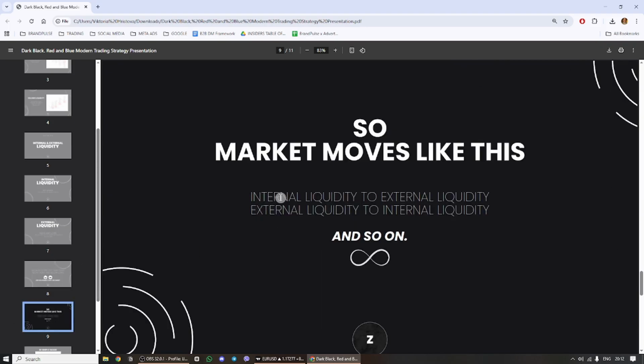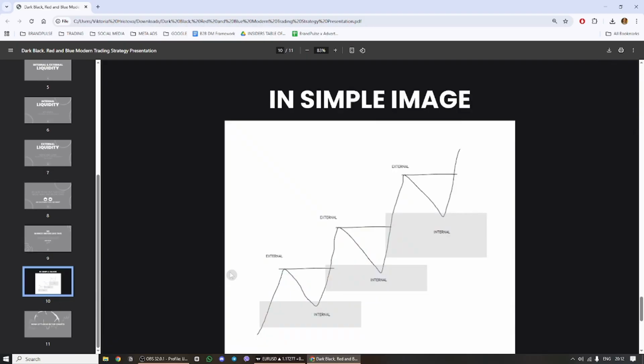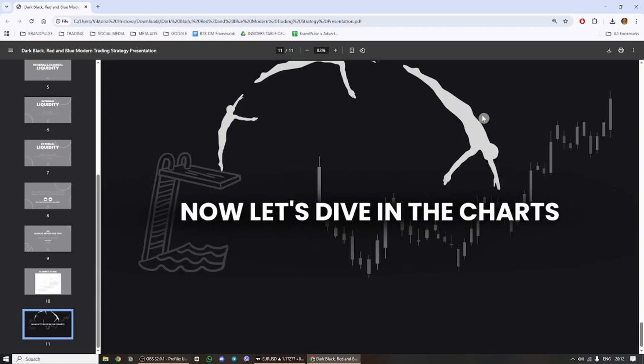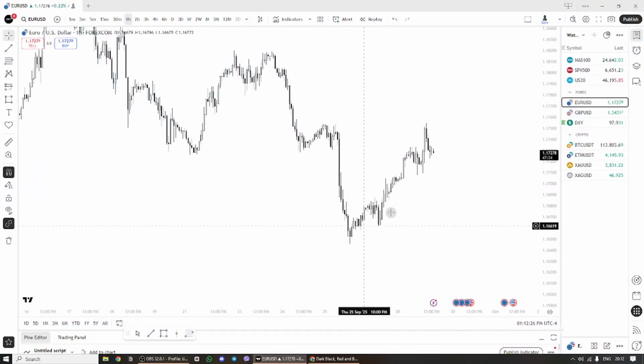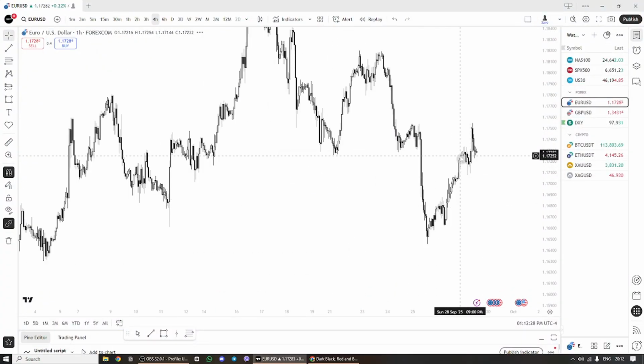So yes, the market moves like this from internal to external and vice versa. And this is the whole cycle, which is unlimited. Like that, when you take a high, you come to a key level, and you see it right now in the charts. So let's dive in, because it's better to be right there.